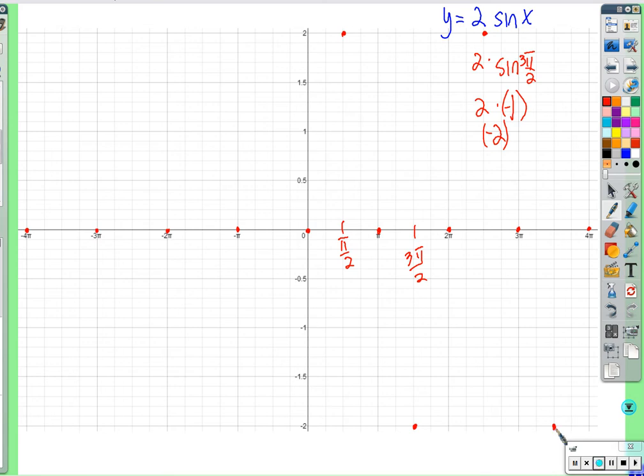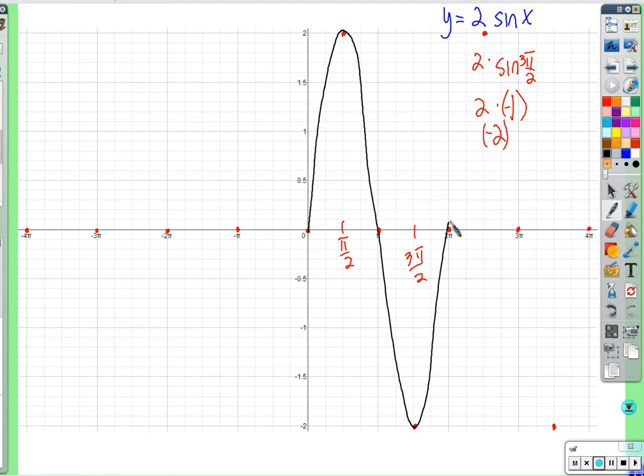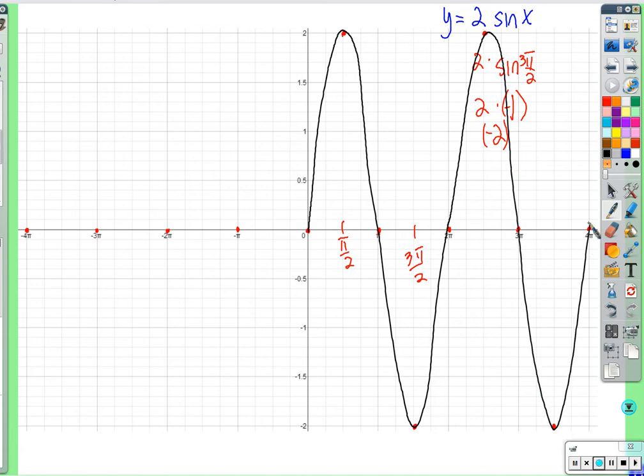So every y value is multiplied by 2, making it 2 times greater. So it's going to expand it out like this. But at the zeros, that's not going to change anything. You multiply by 0, you're going to get 0. So the amplitude is what again? Two. What is the amplitude of this one? Two. From the middle to the top is two.